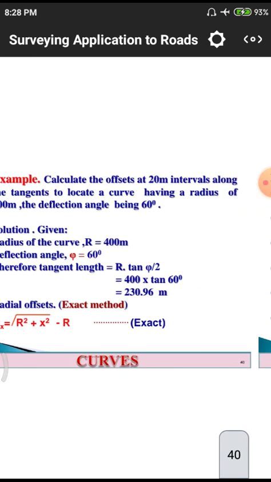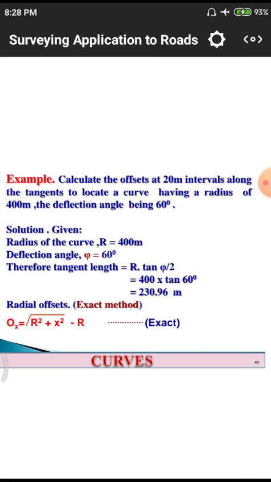This is the second example. Calculate offsets at 20 meters interval along the tangents to locate a curve having a radius of 400 meters, the deflection angle being 60 degrees. That means all the theory and data are given in the particular problem. Simply we have to implement it on the site itself to get exact and accurate values, and then mark those on our site.